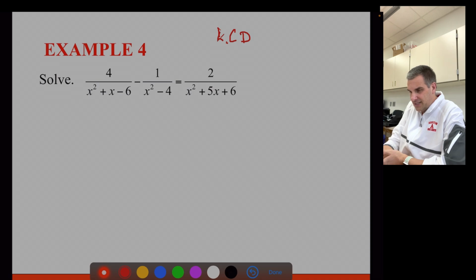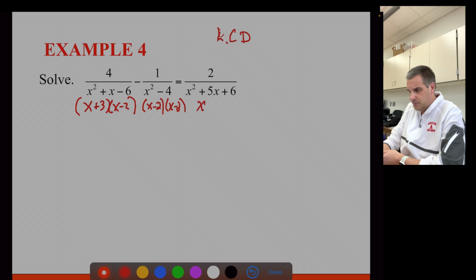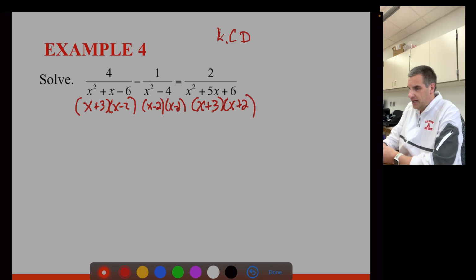So we could do the x thing. We should be getting away from that. So that's x plus 3, x minus 2. Difference of squares. So x minus 2 times x plus 2. And then this is x plus 3 and x plus 2.